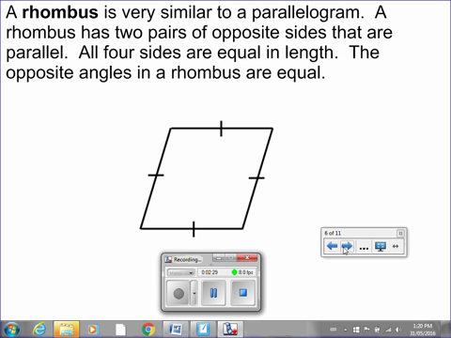A rhombus is very similar to a parallelogram. A rhombus has two pairs of opposite sides that are parallel. All four sides of a rhombus are equal in length. The opposite angles in a rhombus are equal. So again, a rhombus looks very much like a parallelogram, but just as a square has four equal side lengths, so too does a rhombus. That's what distinguishes a rhombus from a parallelogram.